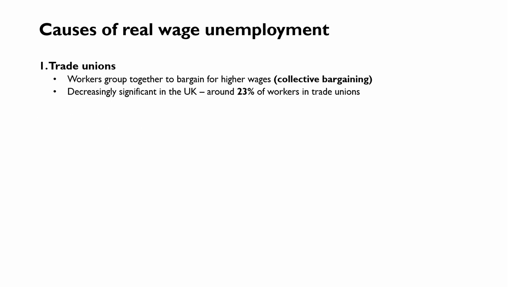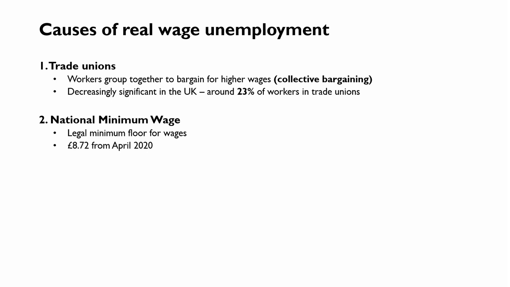Much more significant is the national minimum wage, which is a legal minimum floor for wages. It is illegal to pay somebody less than the national minimum wage, which is £8.72 as of April 2020. There are different rates for different ages. The higher the national minimum wages, the more wages are pushed up, and therefore it might cause real wage unemployment.